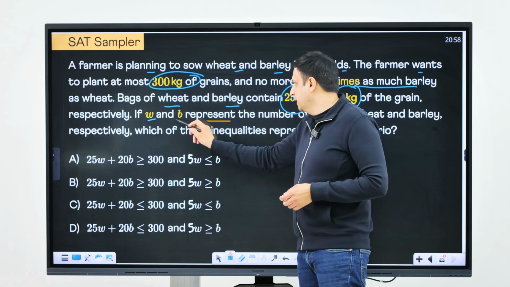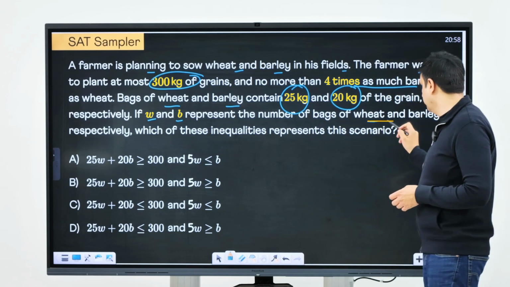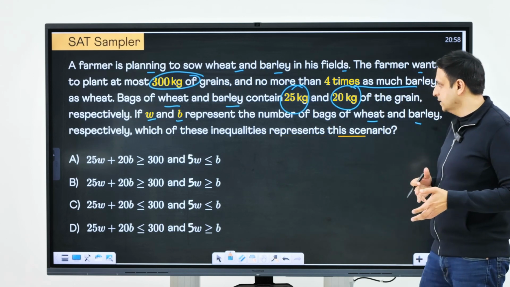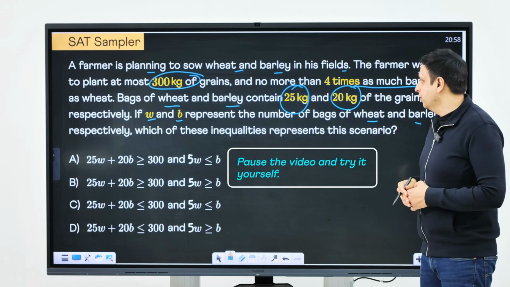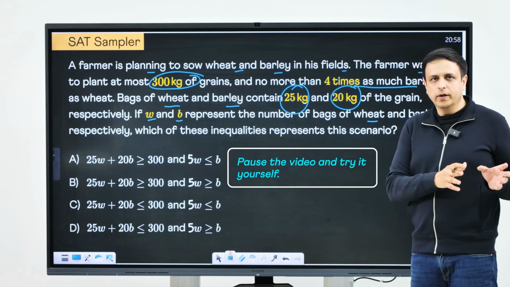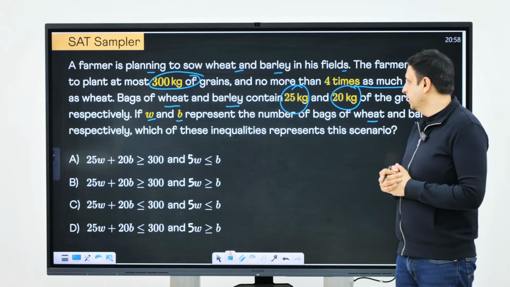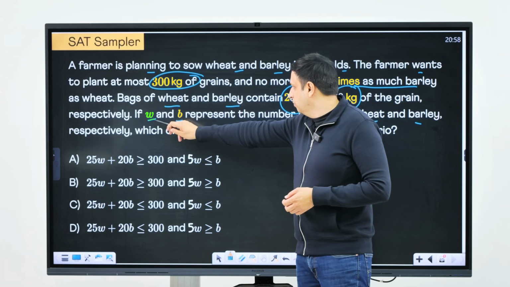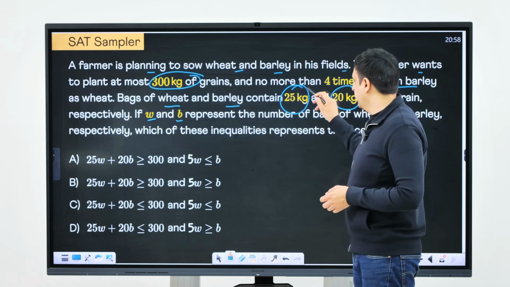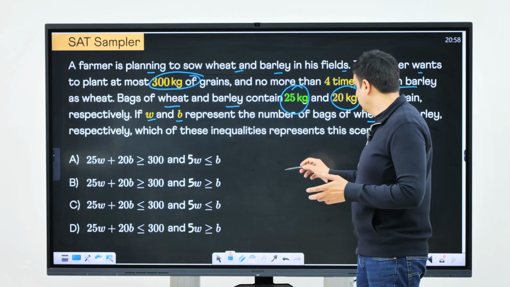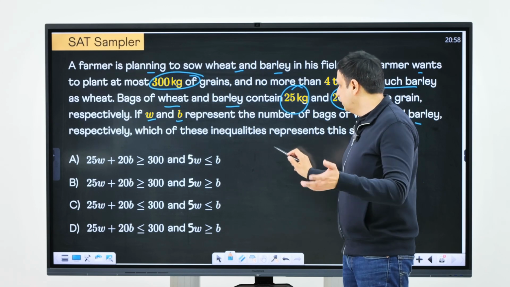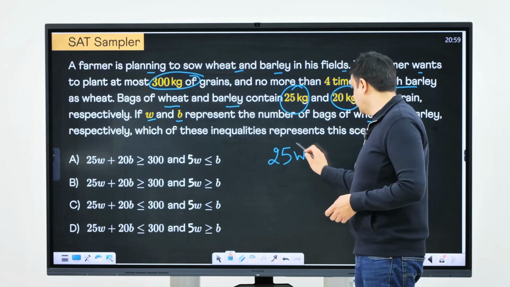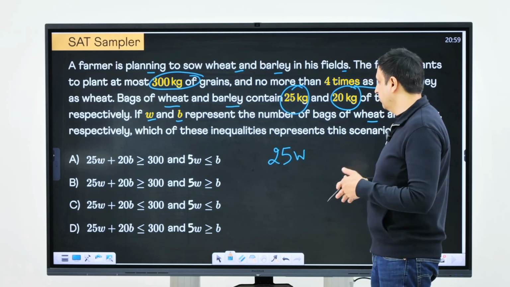If W and B represent the number of bags of wheat and barley respectively, which of these inequalities represents this scenario? So we've been given two pieces of information that correspond to two inequalities, and we have to find those two inequalities. So let's do that. So we have W bags of wheat, and each bag has 25 kilograms of wheat. So the total weight of the W bags of wheat will be 25W. So this will be the total weight of wheat in the W bags.